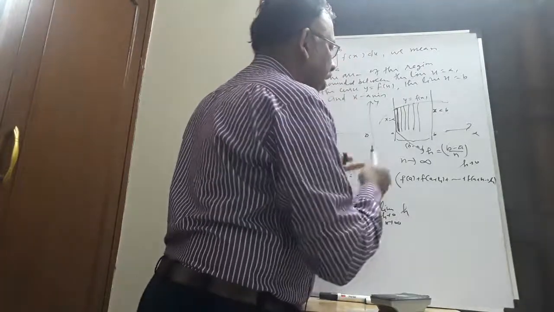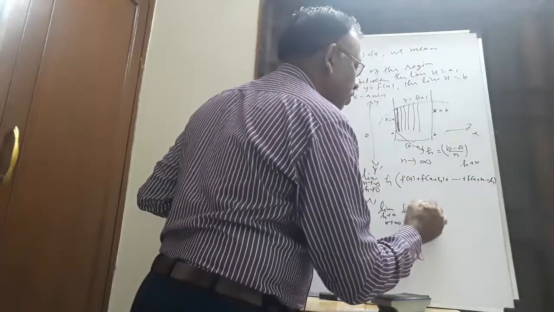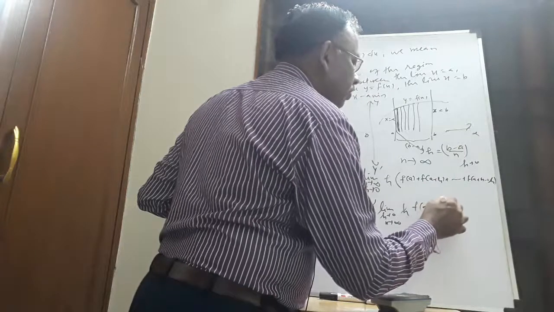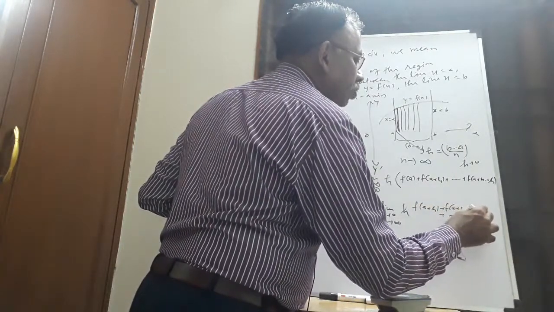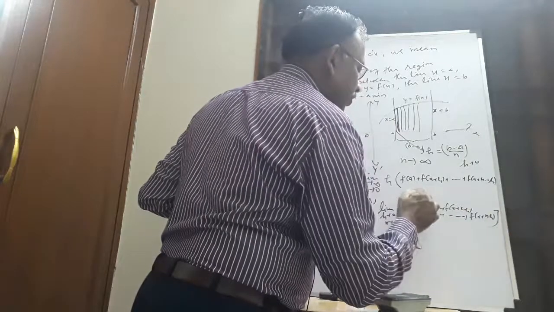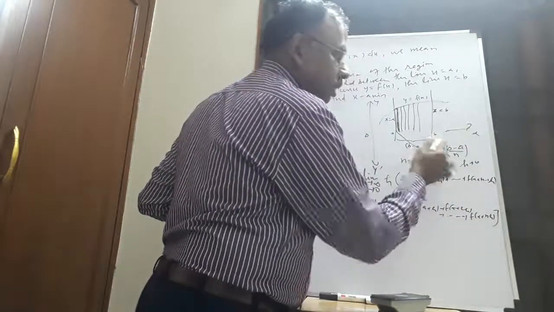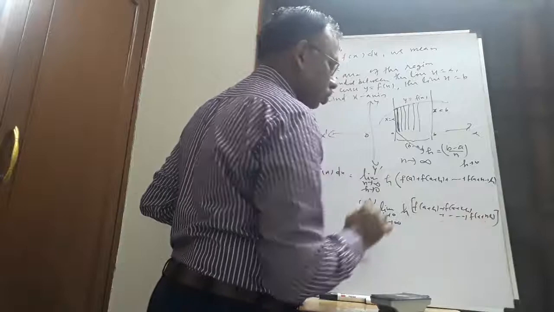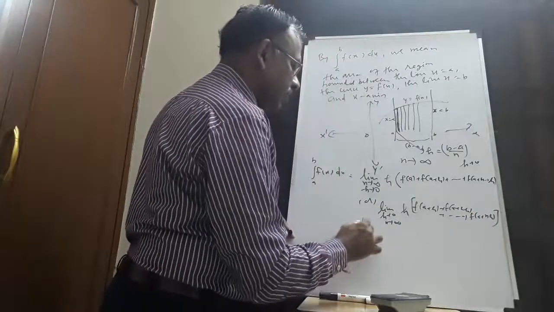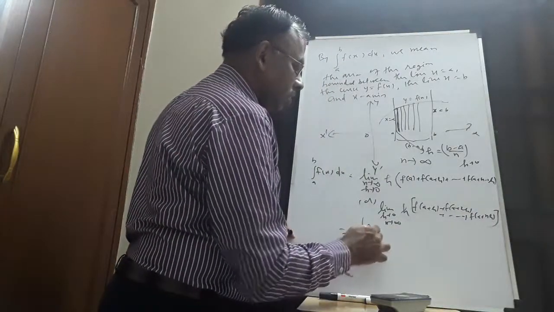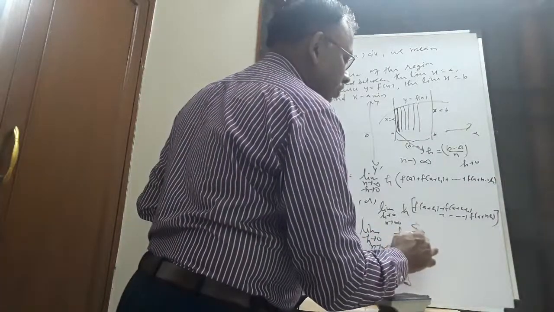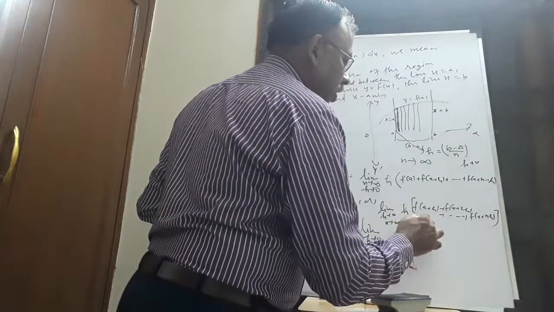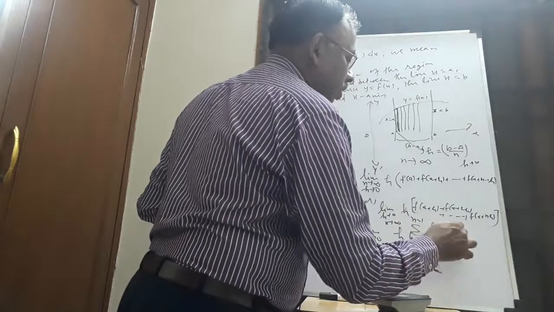If I take from the rightmost, the first point will be f of a plus h. This is f of a plus 2h, plus etc. The last one will be f of a plus nh. A plus nh is nothing but b anyway. f of b and f of a plus nh are both the same. I can write this in sigma notation also: limit h tends to 0, n tends to infinity of h into sigma k equal to 0 to n minus 1 of f of a plus kh.